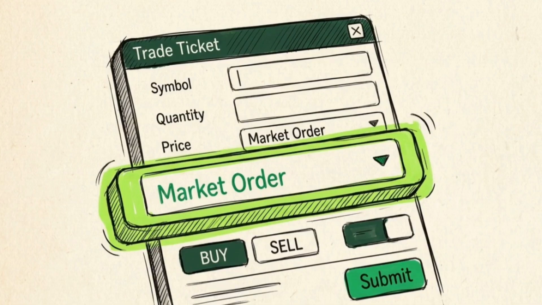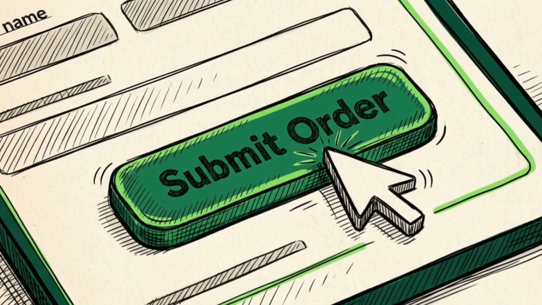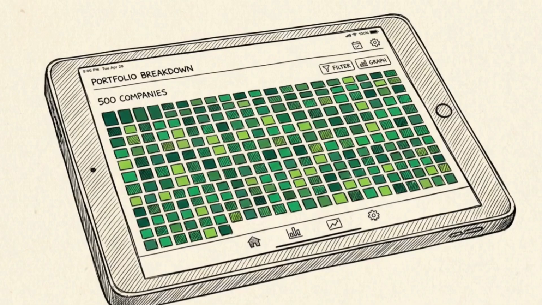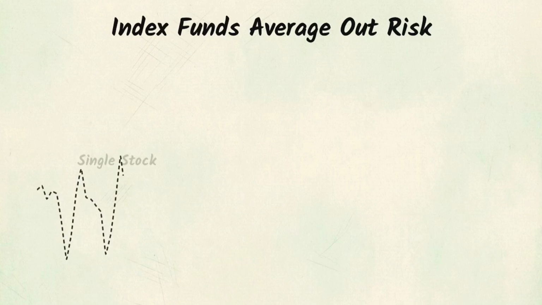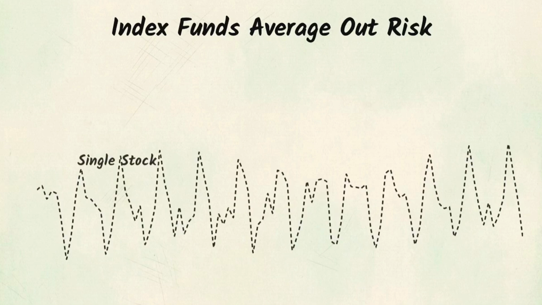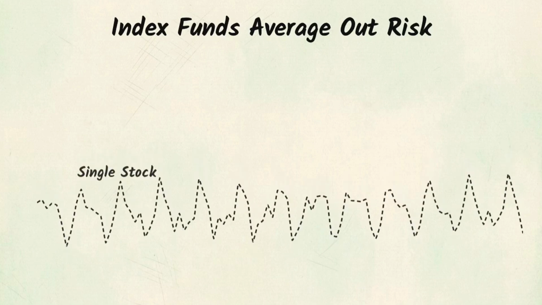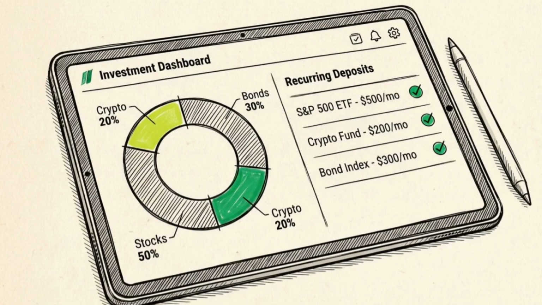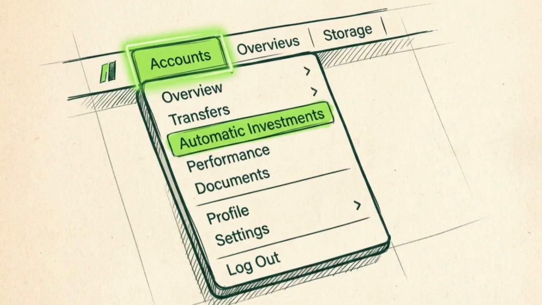Select Market Order to buy the fund immediately at the current price. Review your order details and hit Submit. You are now an investor in the 500 largest companies in America. By choosing a broad index fund instead of a single stock, you have spread your risk across the entire U.S. economy. One trade is a start, but building a portfolio requires a consistent system.